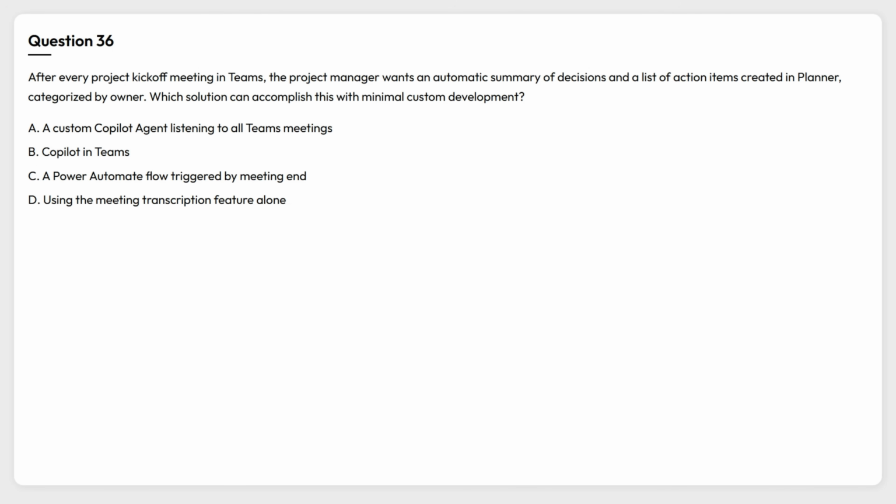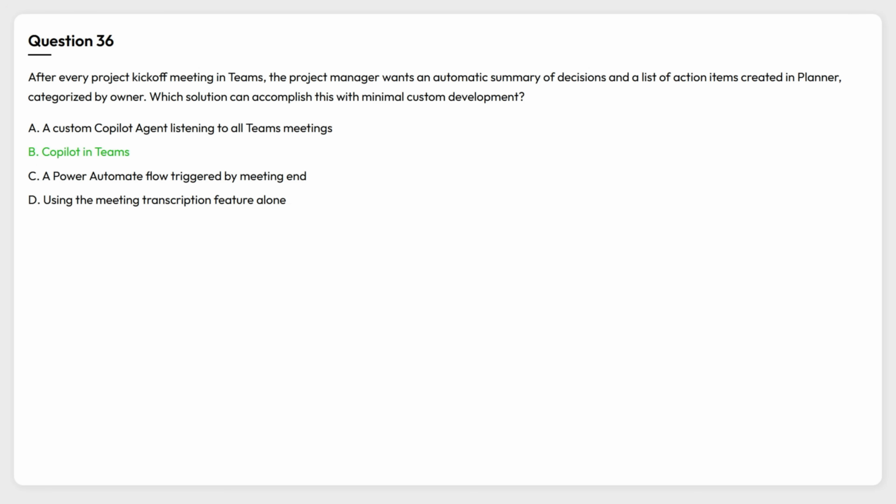Option A, a custom Copilot agent listening to all Teams meetings. Option B, Copilot in Teams. Option C, a Power Automate flow triggered by meeting end. Option D, using the meeting transcription feature alone.